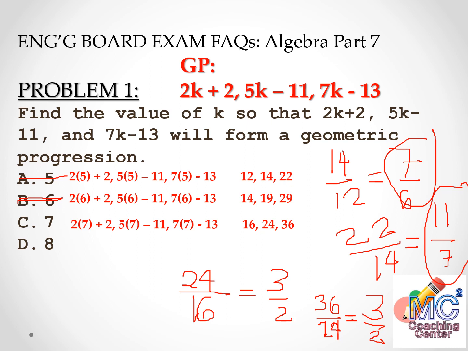Anong napansin natin, class? Ang napansin natin is, nag-equal siya ng ratio. So, 3 halves and 3 halves. So, therefore, obvious na masyado, yung correct answer natin is letter C because only letter C yung nag-form ng geometric progression. Okay? Only letter C yung nag-form ng geometric progression.